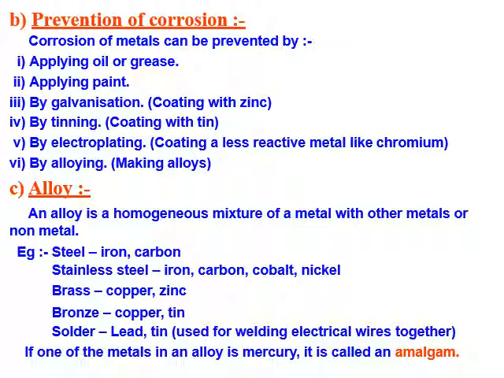Solder is made up of lead and tin, used for welding electrical wires together. If one of the metals in an alloy is mercury, it is known as amalgam. For example, zinc amalgam, etc.